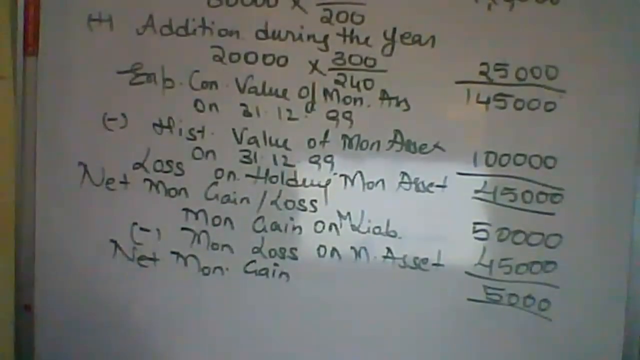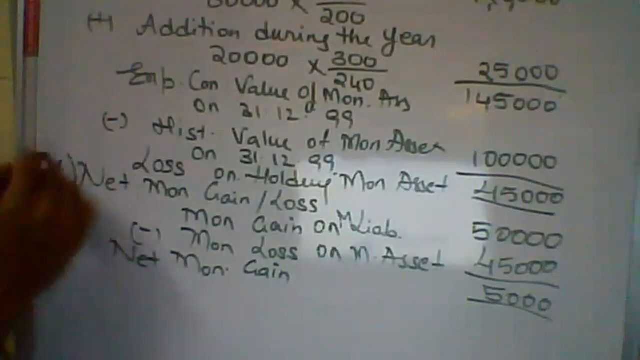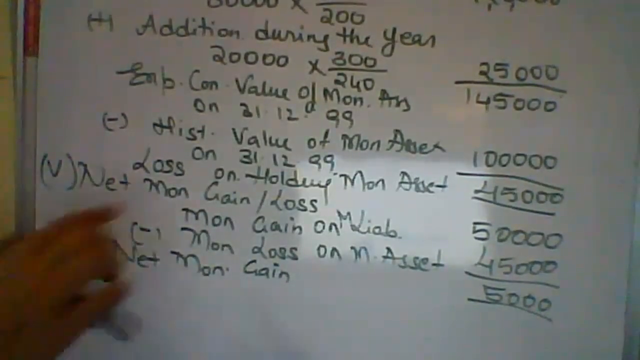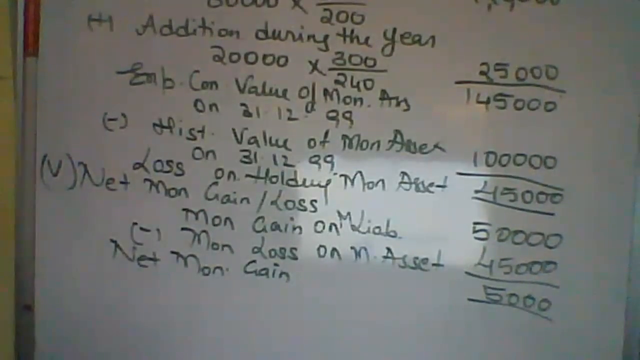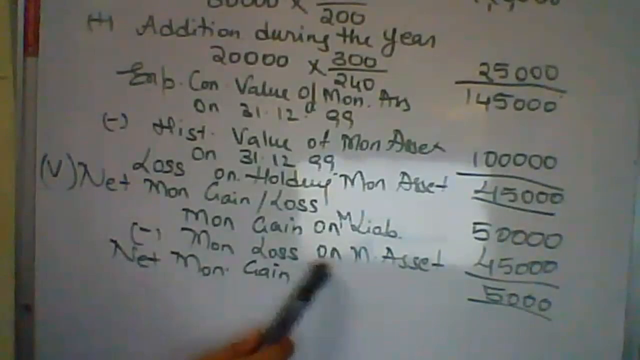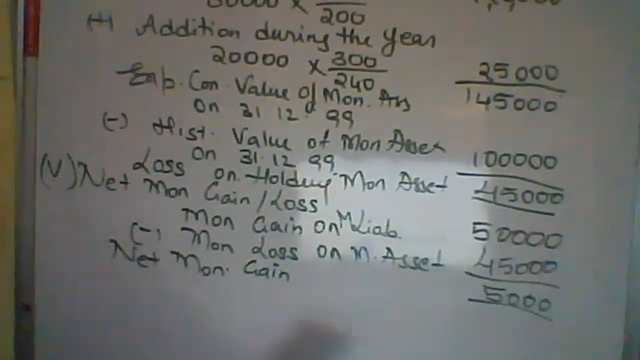Now find out the fifth step. Find out how much is the net monetary gain or loss. Take the monetary gain on monetary liabilities, 50,000, minus the monetary loss on monetary assets, 45,000. You will get a net monetary gain of 5,000.